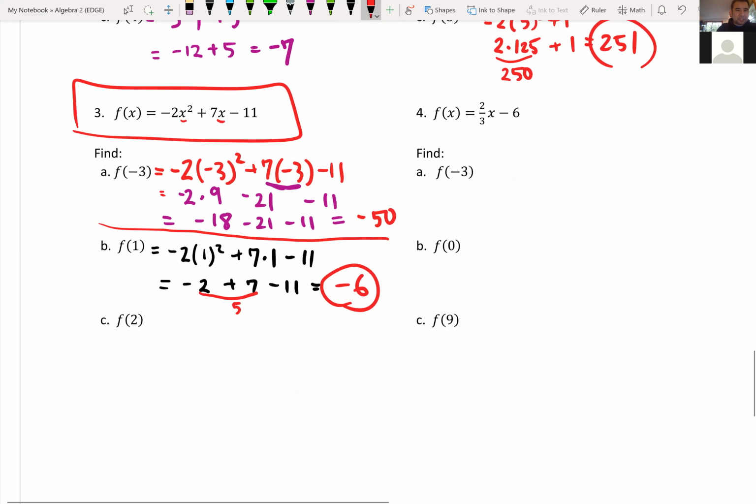And the last one for this question, f of 2. Actually, do you want to try that? What's f of 2?